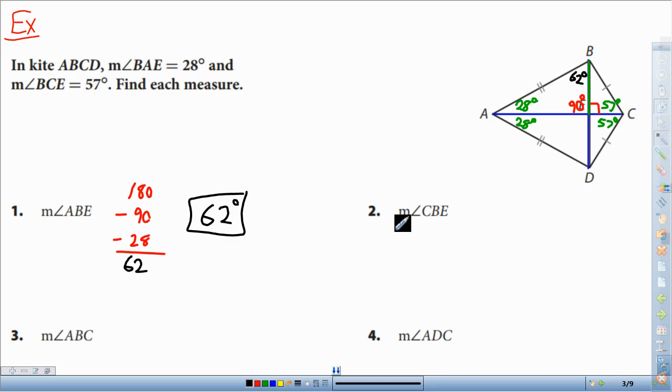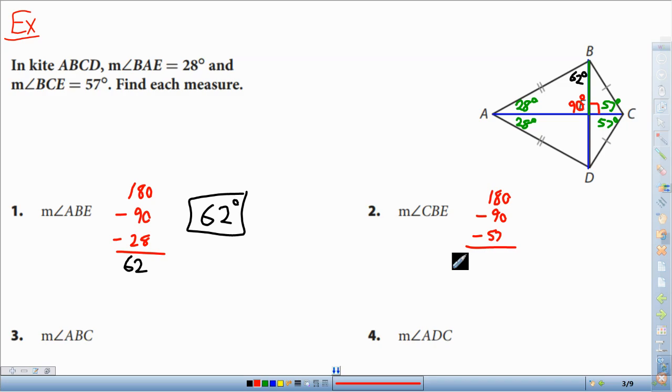Let's keep moving. Measure of angle CBE. Let me highlight it. CBE is this angle right here. Yes, we have enough information. We have another right triangle right here, and we know 2 of the angles of this triangle. This is 90, this is 57. If we subtract those from 180, we can get this missing angle. This is a lot like the other problem. I'm going to take 180, subtract this angle, 90, subtract this one, 57, and that gives me my missing angle.